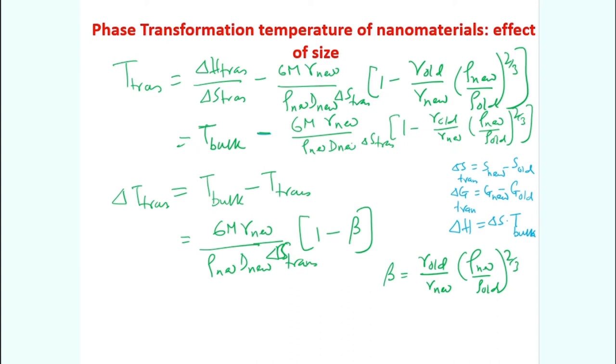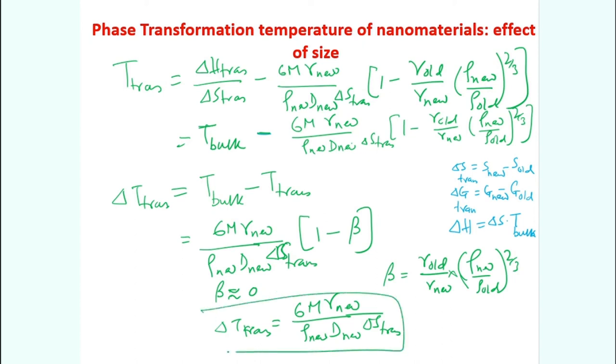So normally beta will be a small term if the changes are not very large. Okay, because this is again a multiplication of gamma old by gamma new into rho new by rho old to the power 2/3. So this will be a small term, so one can always assume beta to be equal to 0. Then we can get delta T is equal to 6m gamma new divided by rho new d new delta S trans. Right? That's what you get. So this tells you that the change of melting temperature, the change of mean transformation temperature, is basically proportional to 1 by d.